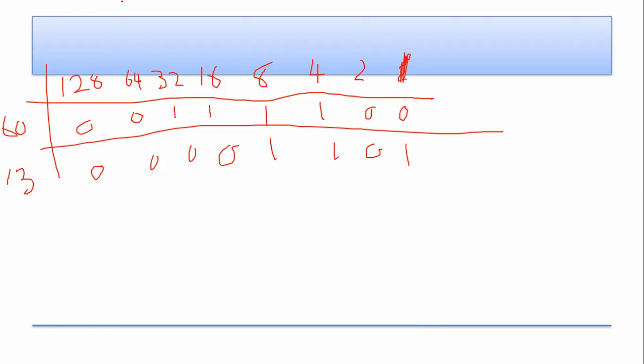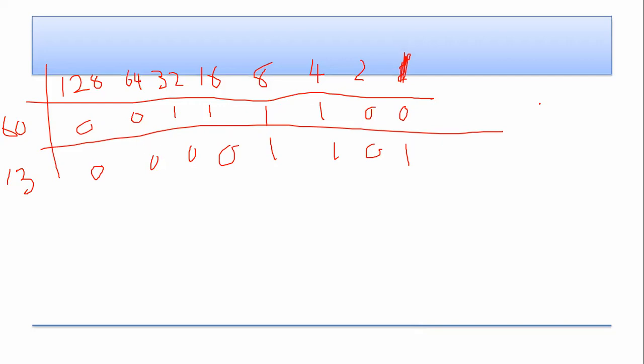Is it okay? Did you understand how to convert the decimal number into binary? Not this method, but if you know any method, it's okay. Anyway, 60 is 0, 0, 1, 1, 1, 1, 0, 0. In here I wrote 60 and 13 as 8 bits, because I'm going to use an 8-bit system.